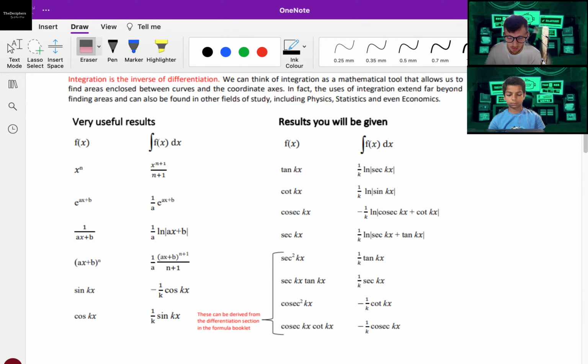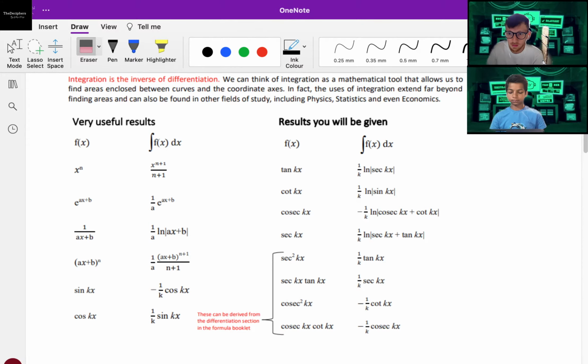Similarly, sec kx tan kx integrates to 1 over k sec kx. Cosec squared kx integrates to negative 1 over k cot kx, and cosec kx cot kx integrates to negative 1 over k cosec kx. So they're given in the differentiation part of the formula book, so you don't need to remember them, but you do need to remember how to derive them, how to prove them, because you could be asked that in a proof question in the exam.